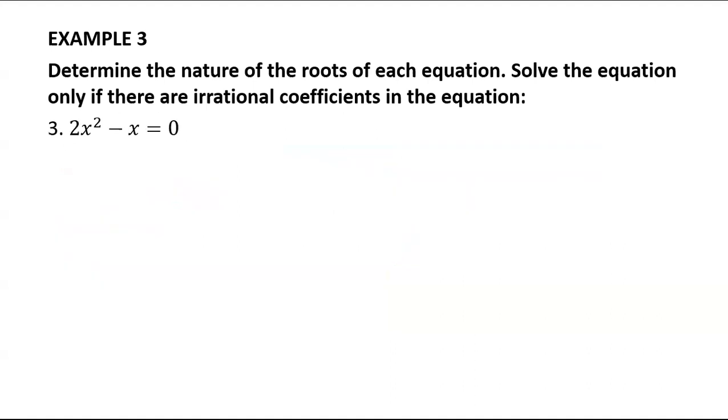Let us look at this here. Let's calculate the discriminant. So where there's b, we'll substitute -1. Where there is a, we'll substitute 2. Where there's c, we'll substitute 0. And when you do that, what do you get as a discriminant?